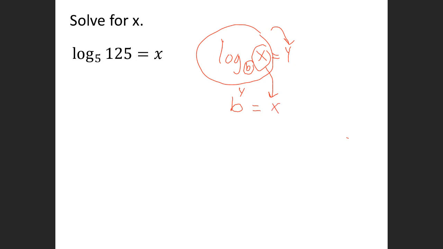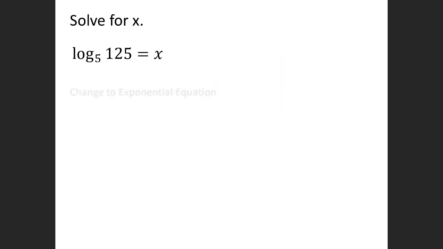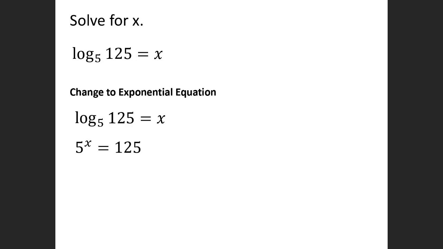Okay, so here it says to solve for x. One of the first things we notice is that this is a log. We can try to use our calculator, which we'll talk about in a little bit. But for now, let's change that to an exponential function. So my base is 5. So here's my base, and then the log is equal to x, so that's going to be your exponent. And then that's equal to 125.